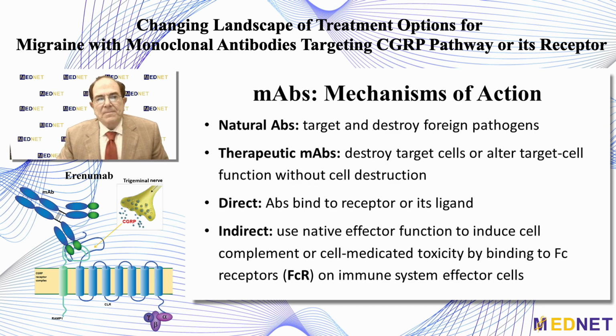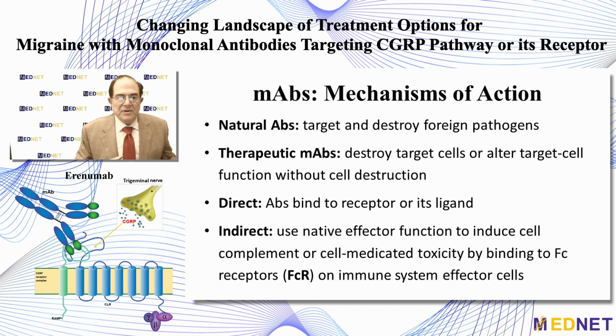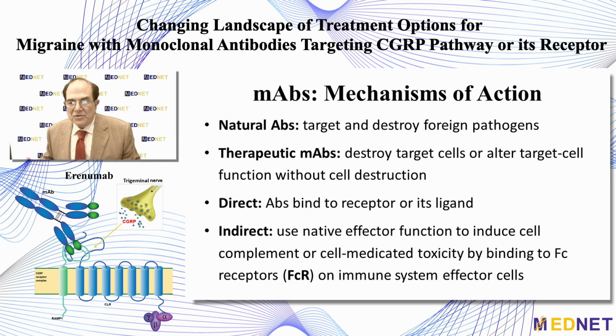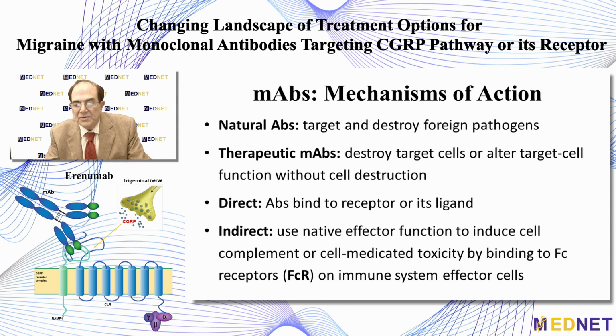How do they work? A natural antibody can target and destroy a foreign pathogen. A therapeutic antibody can destroy a target cell or alter the target cell function without cell destruction. They can bind to the receptor or the ligand, or they can interact with different cells by binding to the immune system effector cells through the bottom of the Y of the antibody, that's the Fc receptor.